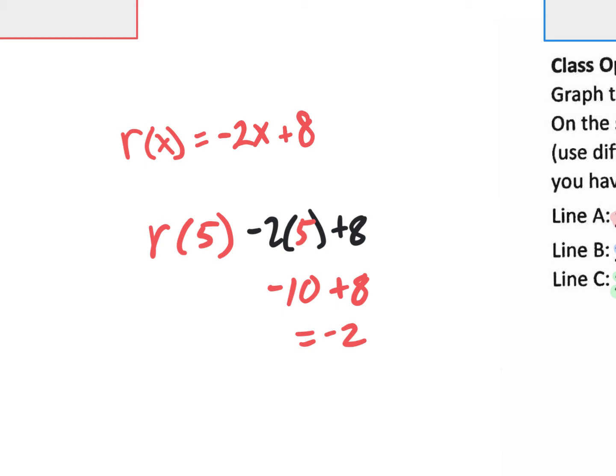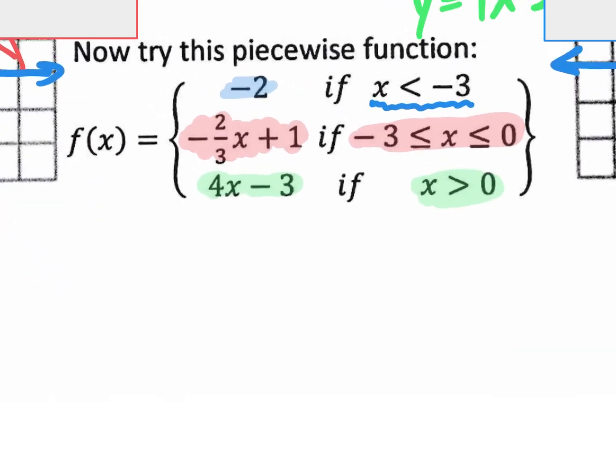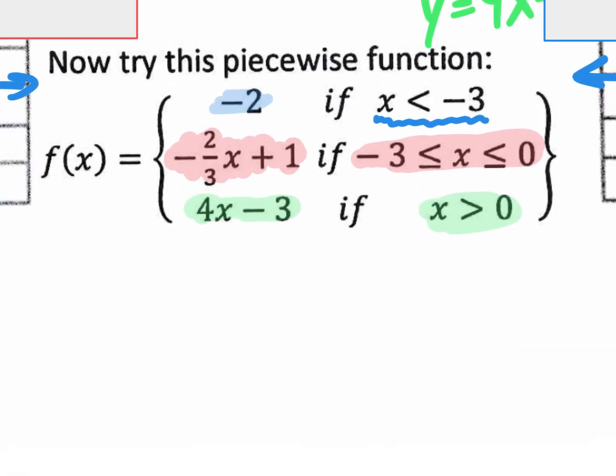So with that knowledge, let's ask you the same exact thing, but about this piecewise function. Okay? What if I told you to find f of 5?